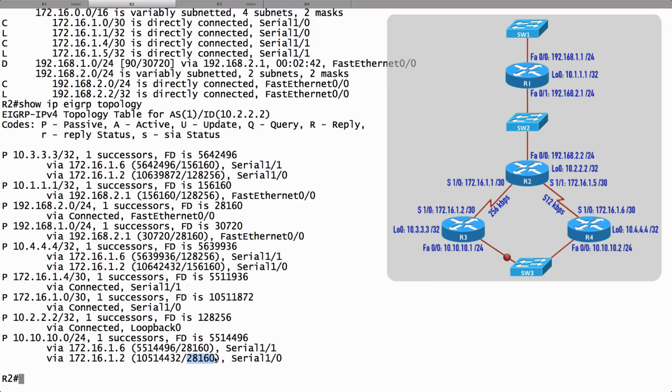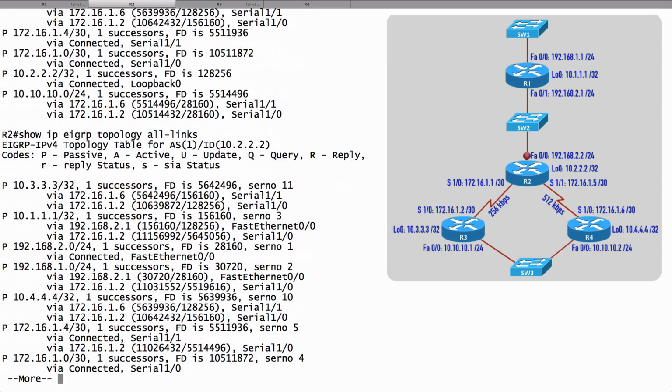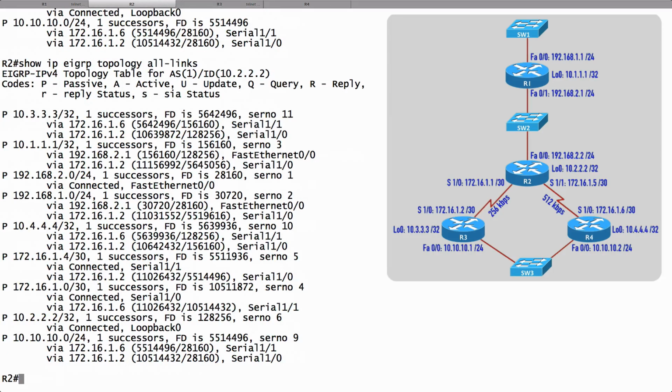It's also interesting to note that the output of the show IP EIGRP topology command only shows us successor and feasible successor routes. We may have more routes. We could add on the all-links parameter to say, show me all of the routes that EIGRP knows about, those that are successor, feasible successor, and non-successor routes. Do we know about anything else? Well, in this case, we do not for the 10.10.10.0/24 network, but in a more complex topology, we might. So we add on the all-links parameter to see even non-successor routes.